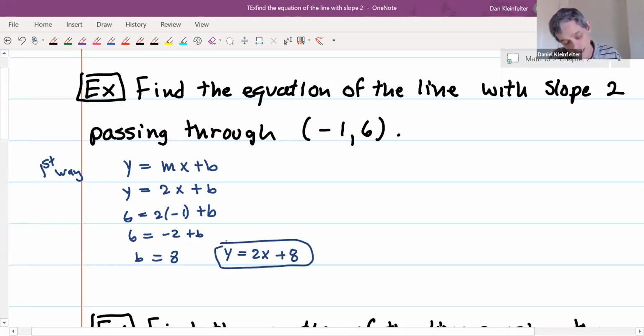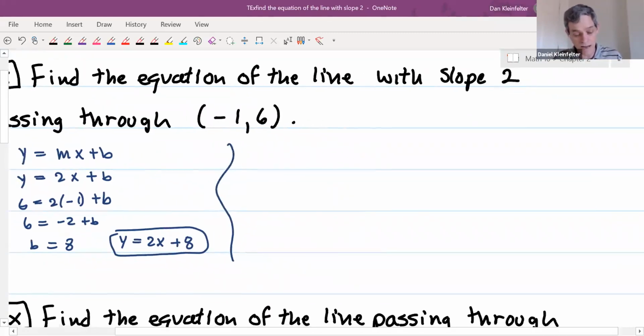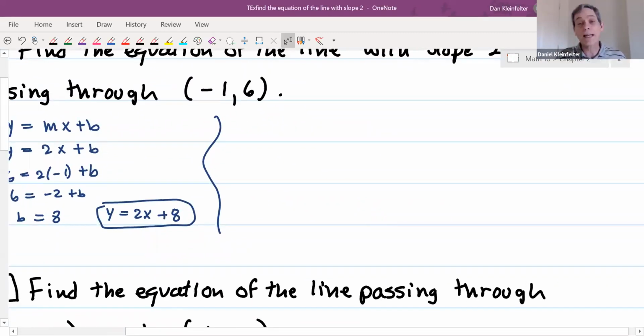And that does it. That's basically the first way of doing it. We're given a point and a slope, so we substitute the slope and the point into the y = mx + b form, and then solve for b, and then assemble the pieces.